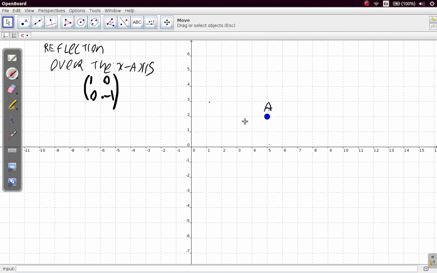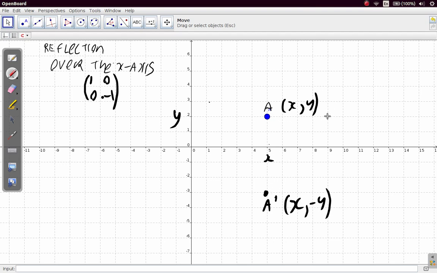Now, if A is located at X, Y, whatever X and Y are, A is located at XY. When it's reflected over the X-axis, you expect A prime. So remember, A is at X, Y. The coordinates are X, Y. A prime would be located at same X, but negative Y.